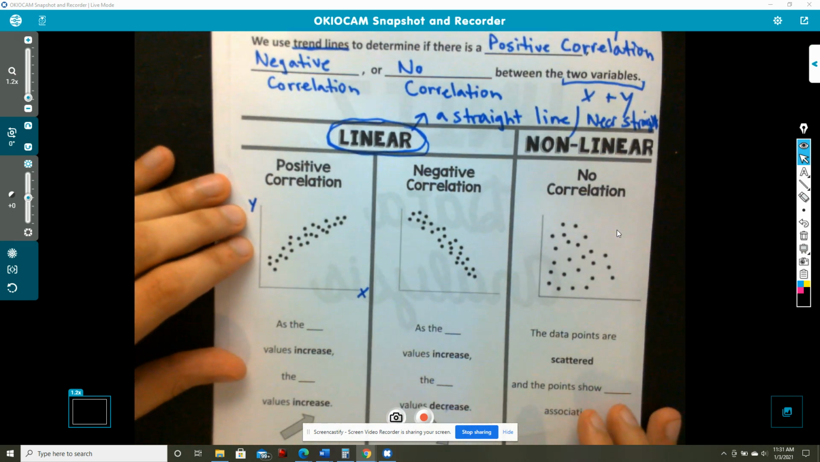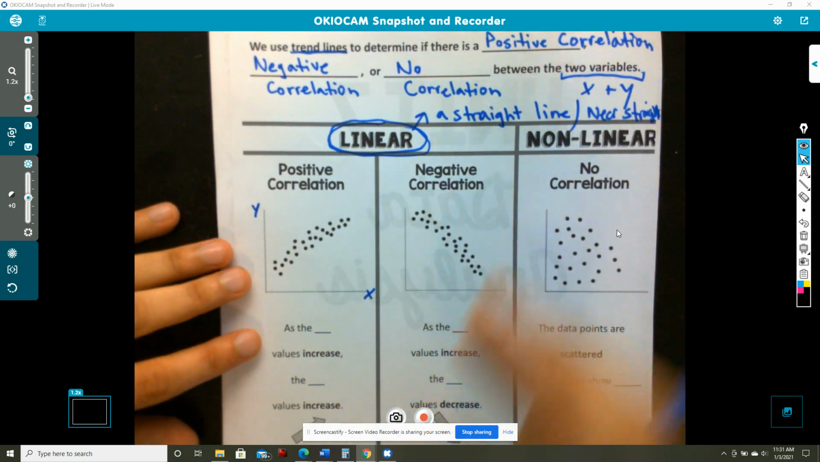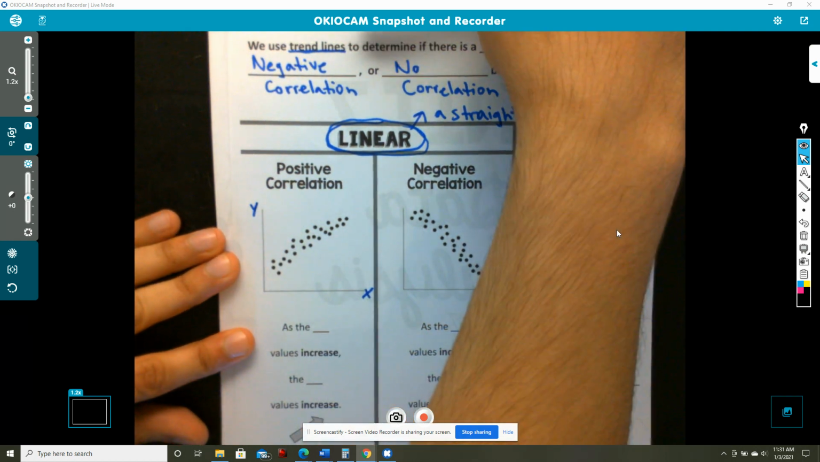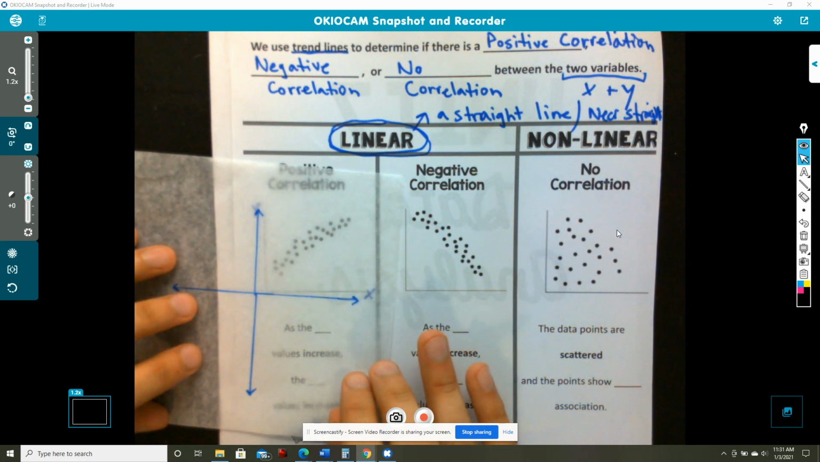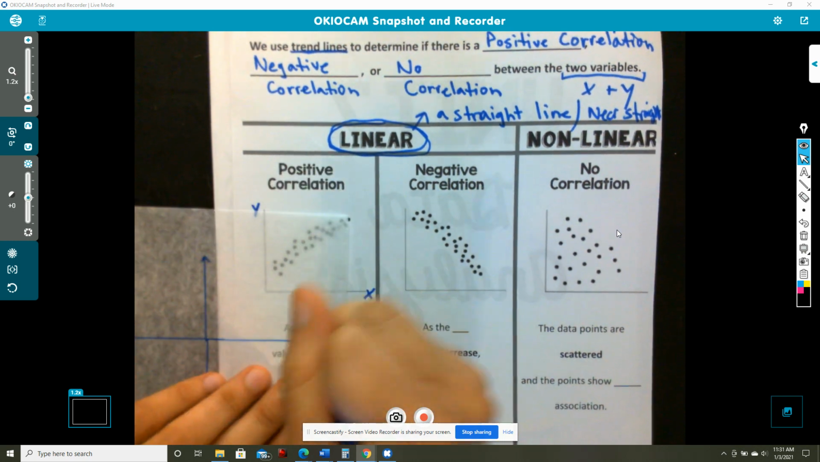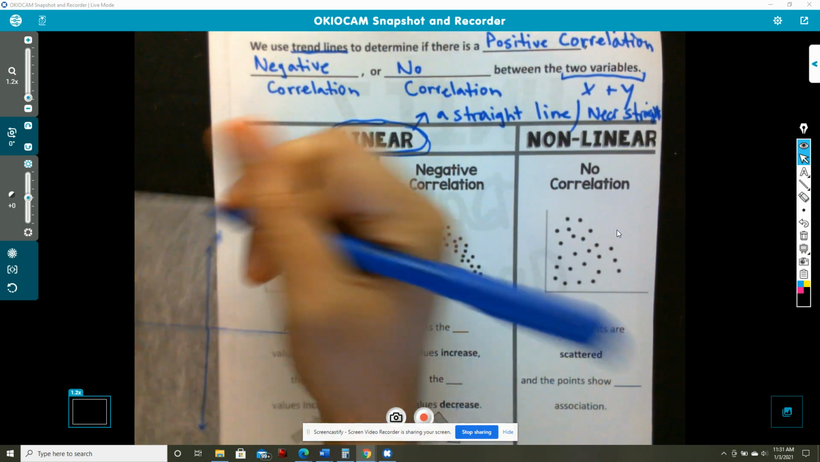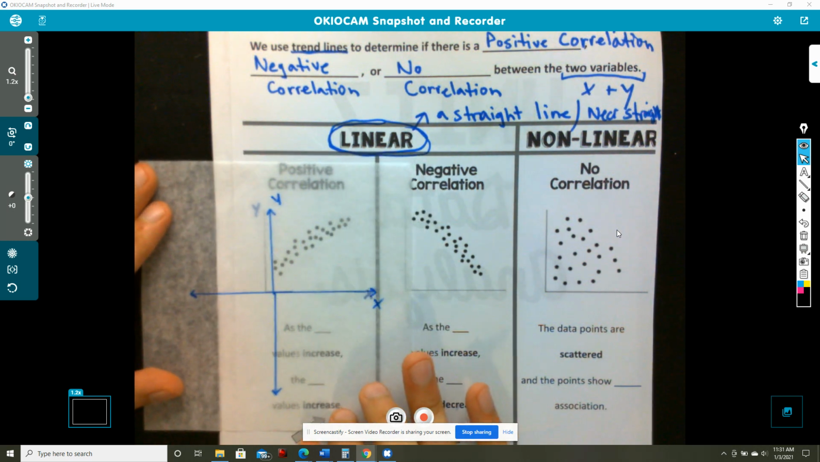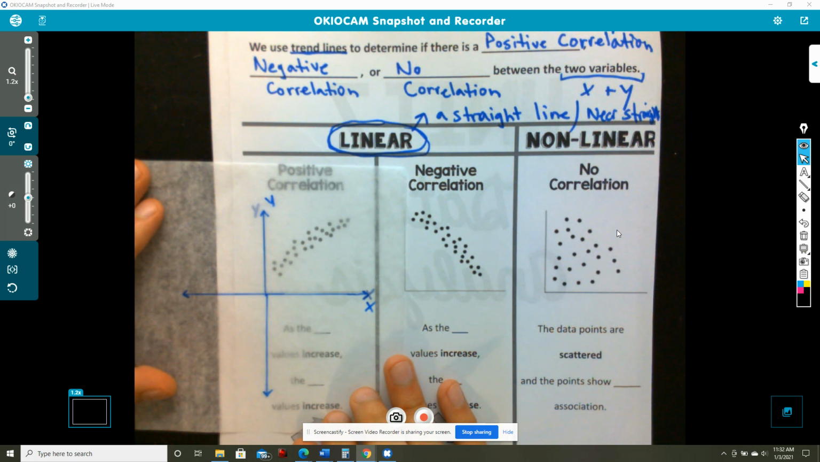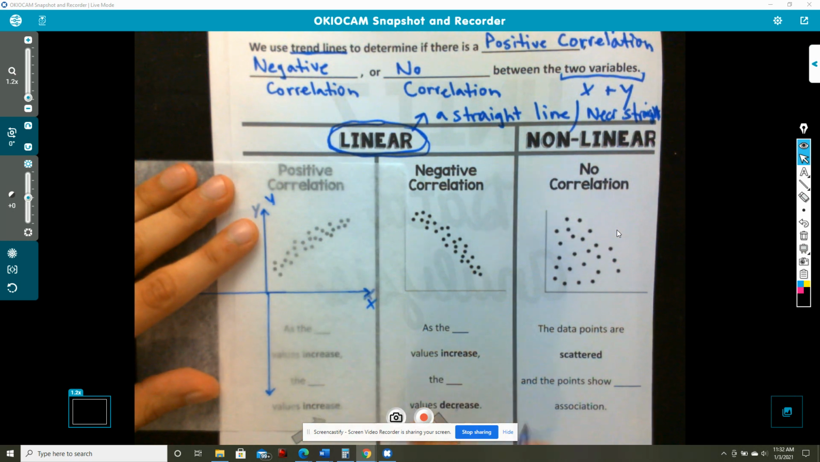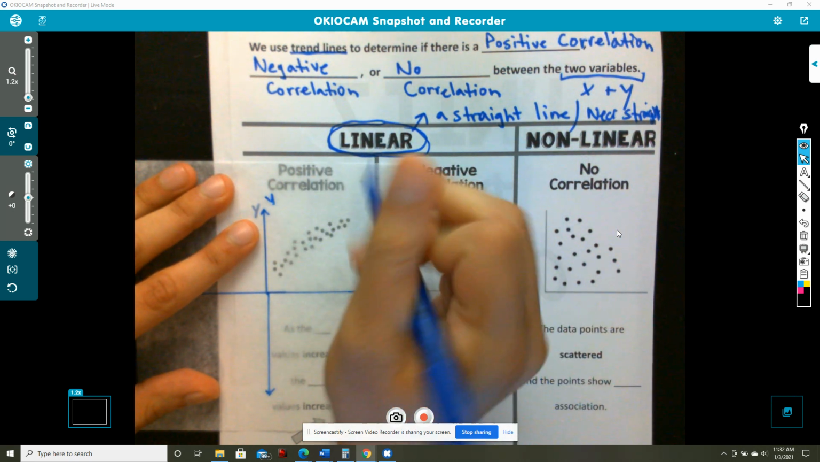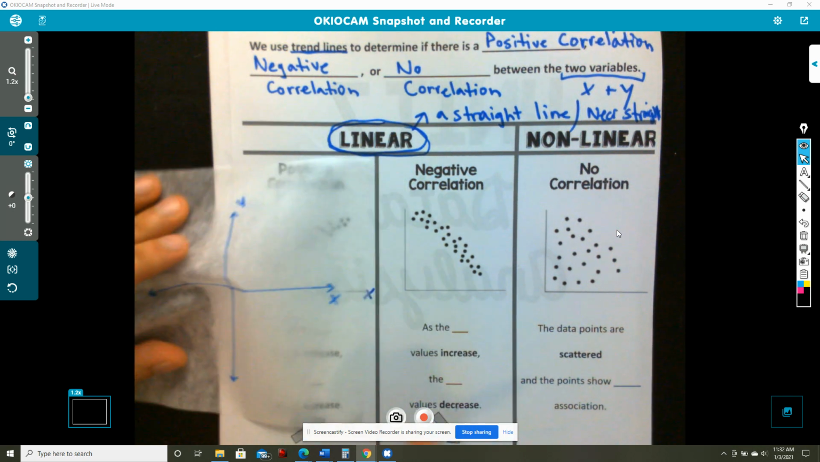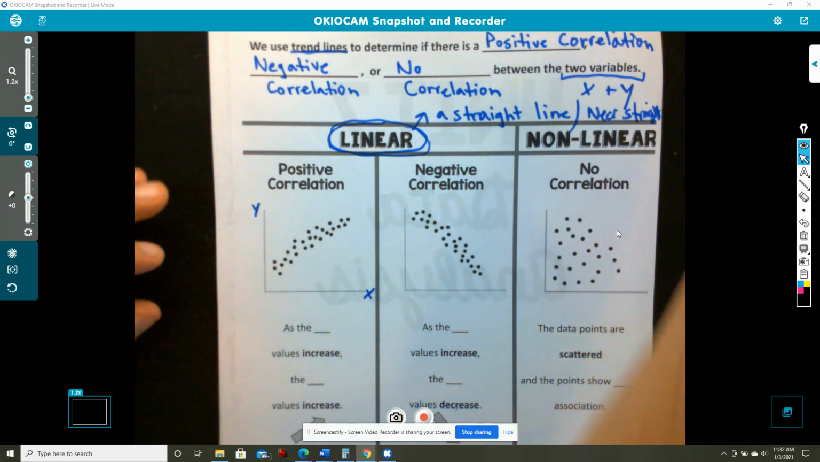So let's take a look at positive correlation. We know this is positive. So first off, this is a graph, similar to this paper I have right here. So we know that this is X, this is Y. We're used to seeing a graph look like a cross. Well, when we get to this information, it's just showing quadrant 1. So this is still the X, and this is the Y. That's what it looks like.